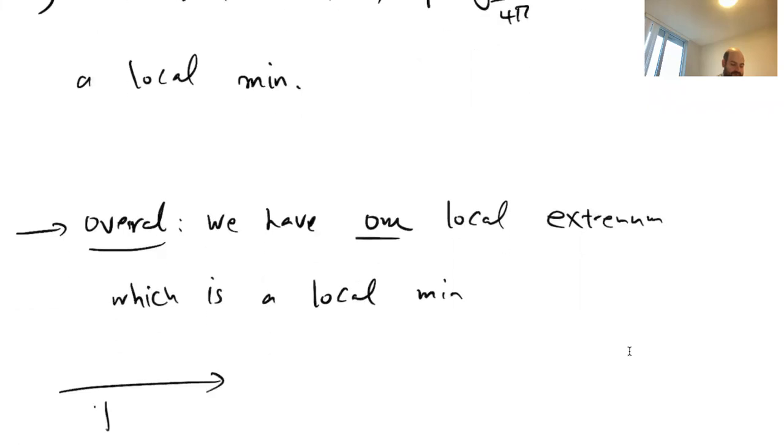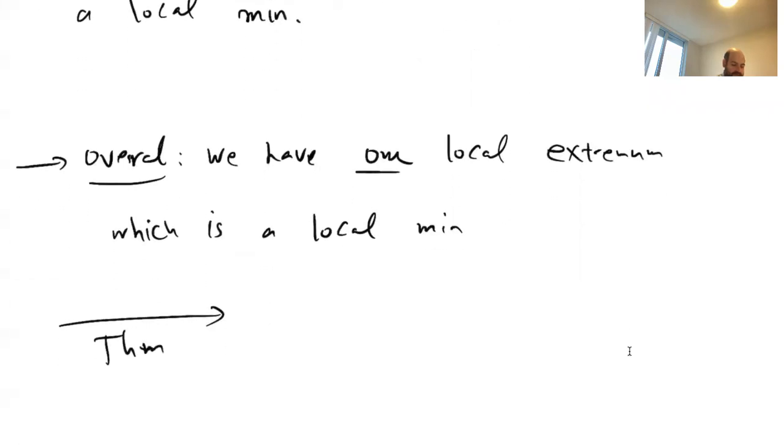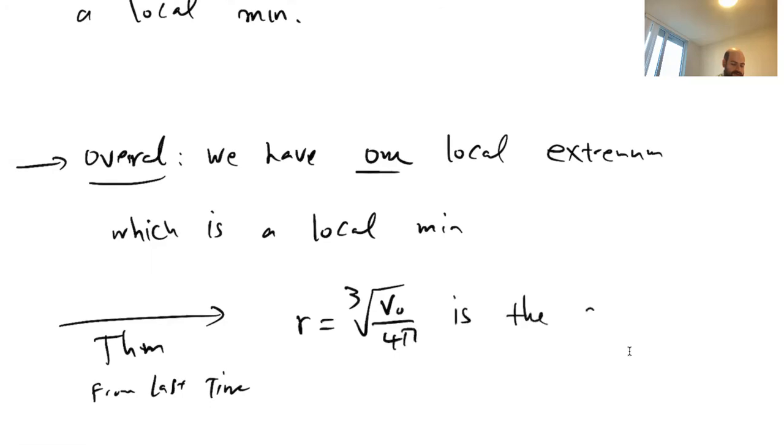So a theorem we saw last time, theorem from last time, tells us that r equals cube root of v0 over 4 pi is the absolute minimum of S of R. The theorem was saying that if overall you had exactly one local extremum, and that local extremum is a local minimum, then that local minimum must be the absolute minimum. Similar situation for local max and absolute max.